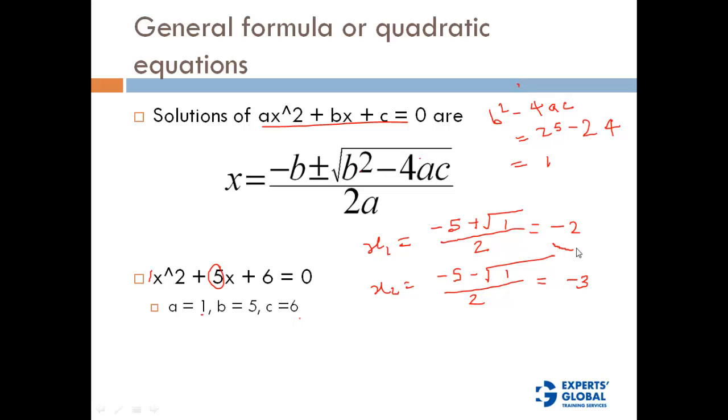So we get the same values, x is equal to minus 2, x is equal to minus 3, that we saw. Okay, so you will see that sometimes when the factorization method is difficult, you can always rely on this method. This method will always give you results, whereas the factorization method may or may not give you, depending on the numbers. So x is equal to minus 2 or minus 3.